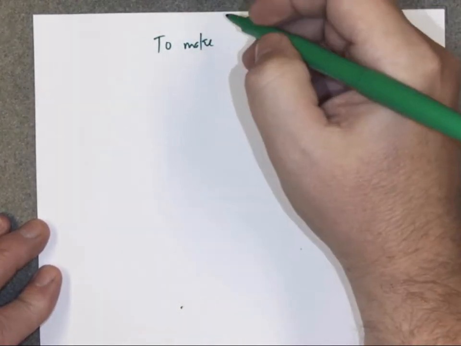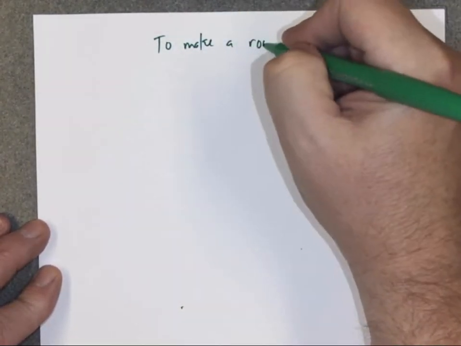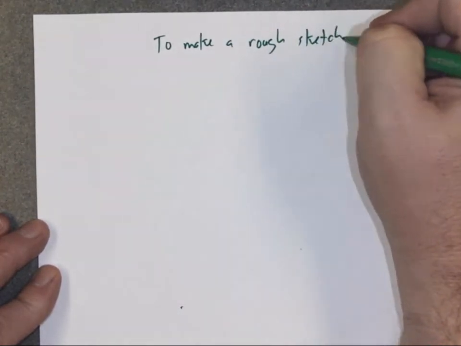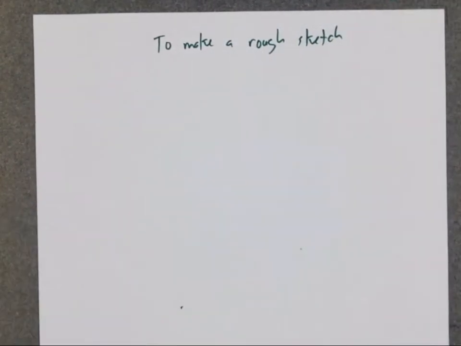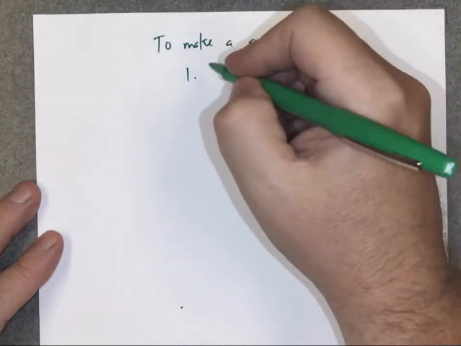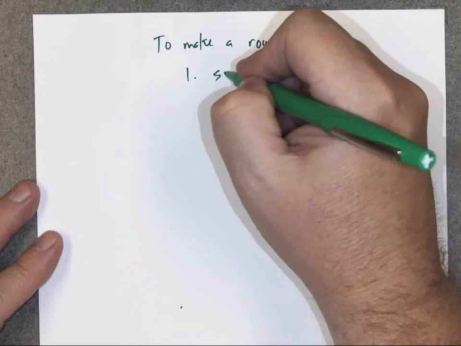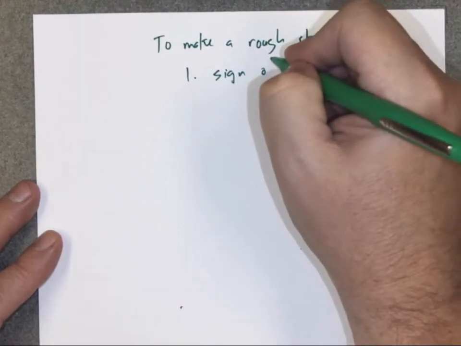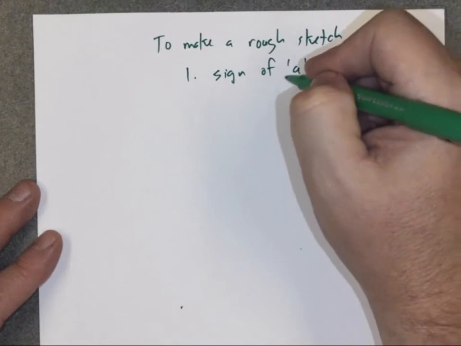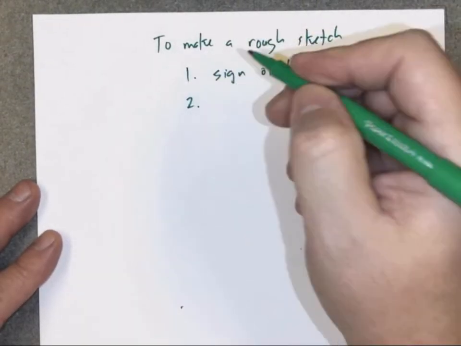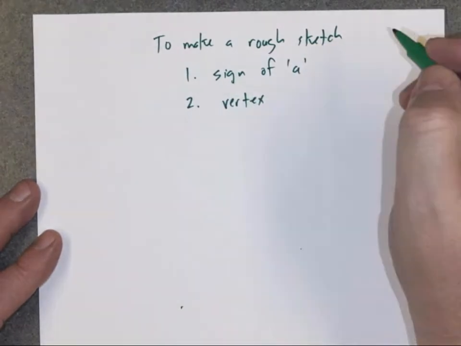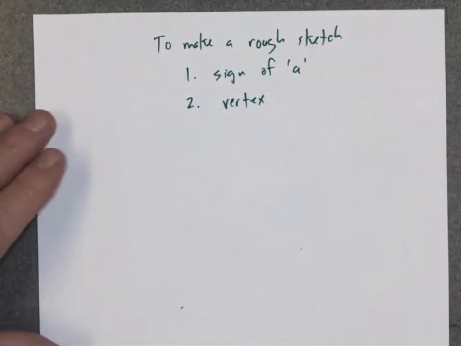I like to make a rough sketch of a quadratic function. You need two things. Let me write them down, then I'll explain them. The sign of a, and we haven't talked about this yet, so I'll get to it in a minute. And then the vertex.